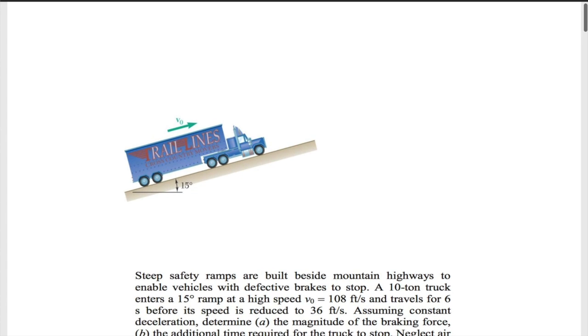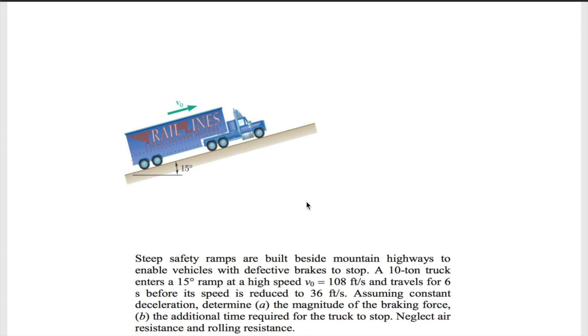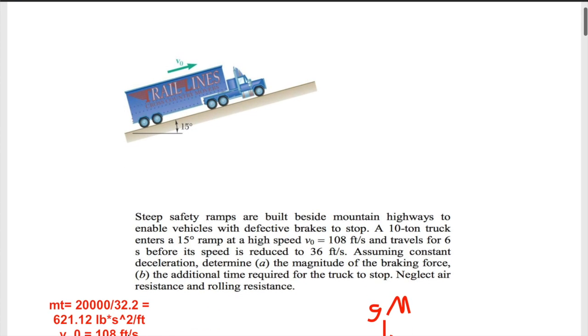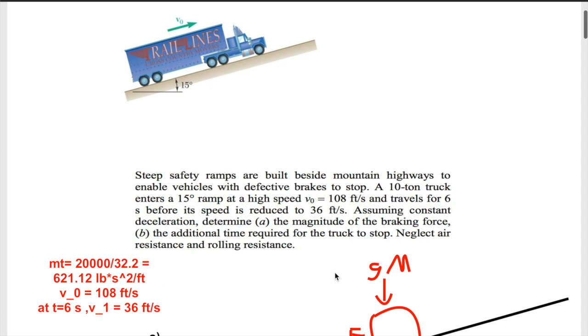Alright, problem 8. We have this truck going up this incline. We're given the initial velocity is 108 feet per second, and after 6 seconds it reduces to 36 feet per second. We're asked to determine the magnitude of the braking force. We know it's a 10-ton truck, which correlates to 20,000 pounds. We divide that by gravity, and we get this mass right here.